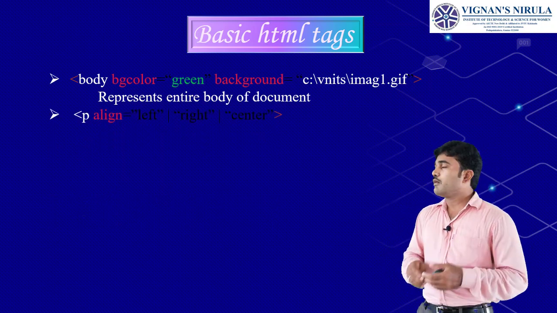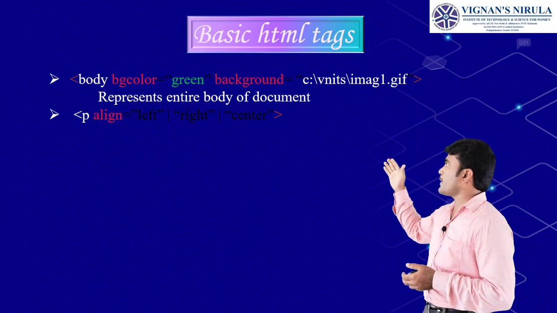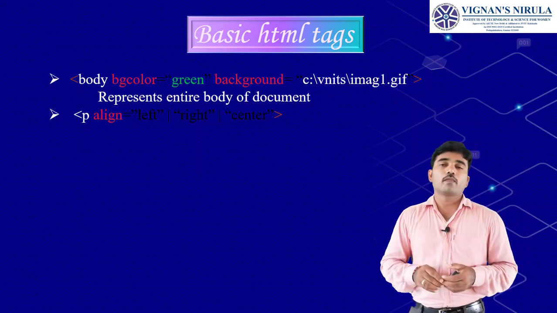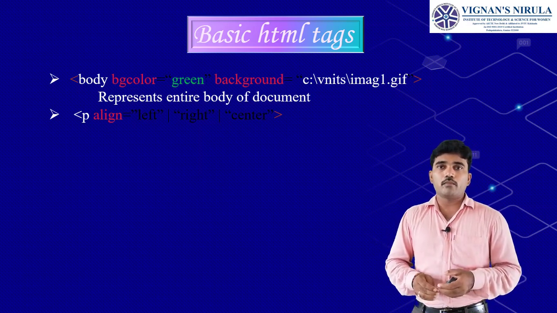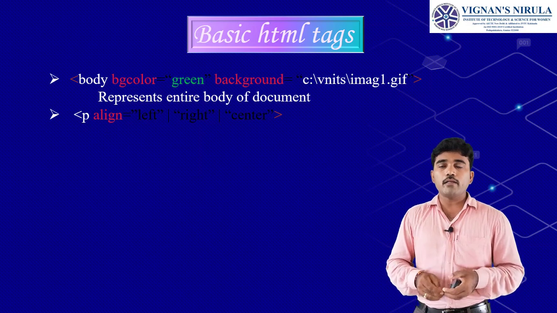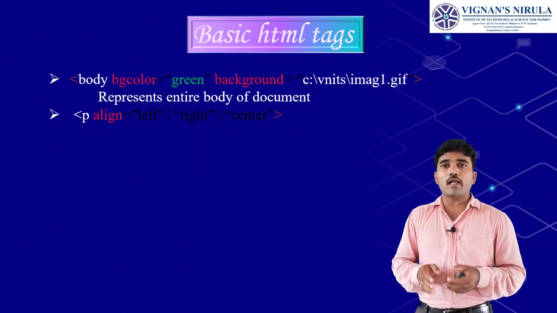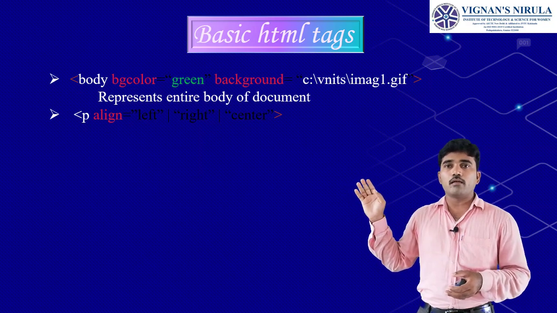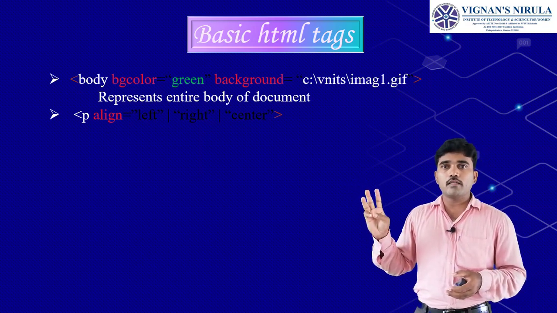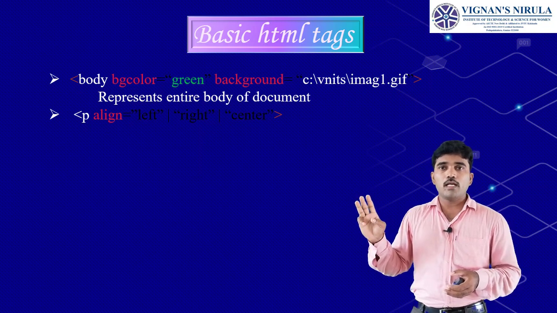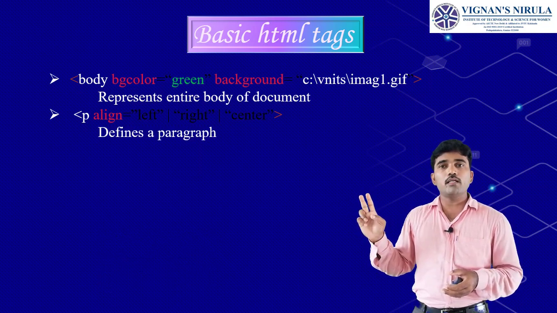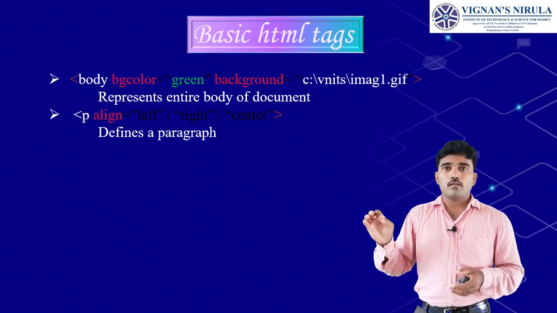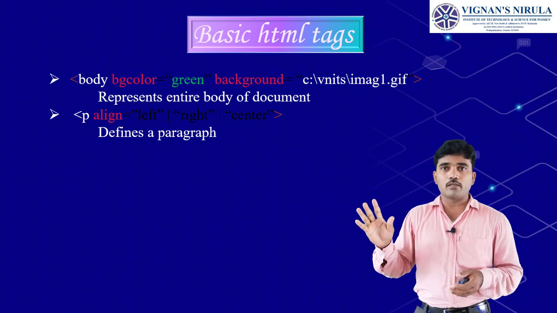After the body, what I want to explain is the paragraph. If you observe this syntax, P stands for paragraph, and the attribute available for this paragraph is align, which can accept three values: one is left, another one is center, and another one is right. So this defines a paragraph simply.